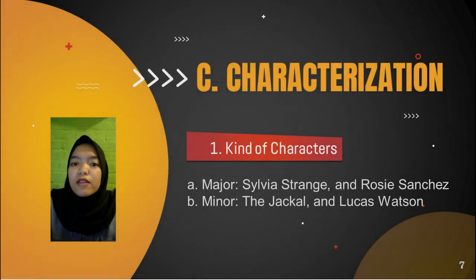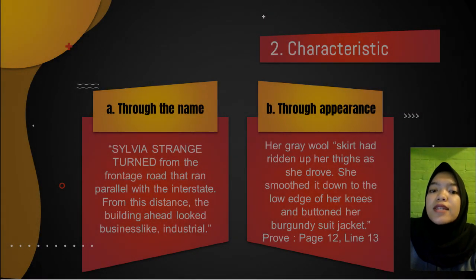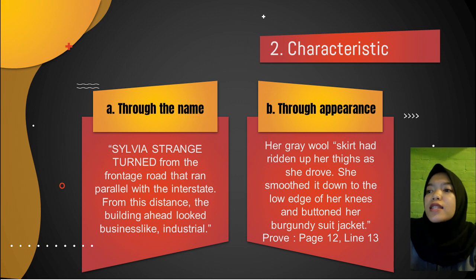Next, page 7. C. Characterization. First kind of characters. A. Major, Sylvia Strange and Rosie Sanchez. B. Minor, the Jackal and Lucas Watson. Next, page 8. Second, characteristic. A. Through the name. Sylvia Strange turned from the frontage road that ran parallel with the interstate. From this distance, the building ahead looked businesslike industrial. B. Through the appearance.